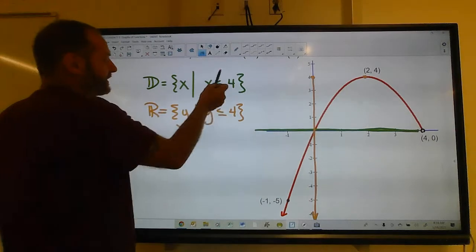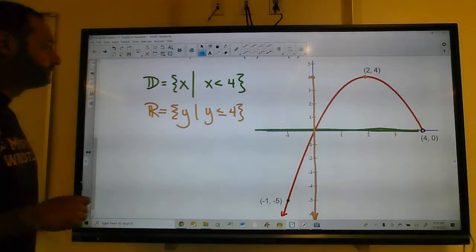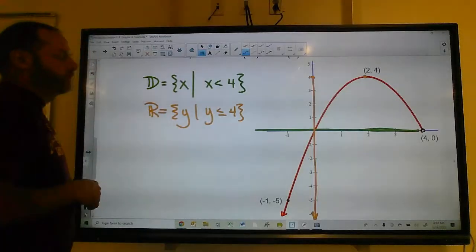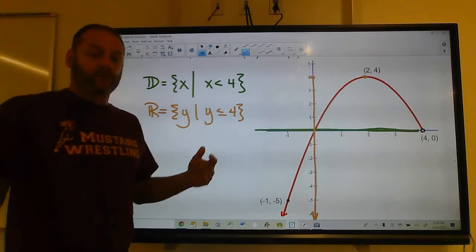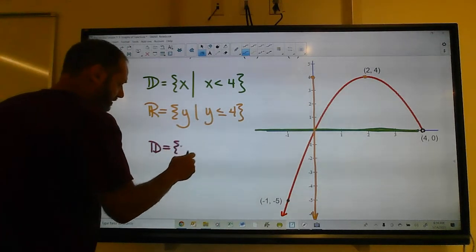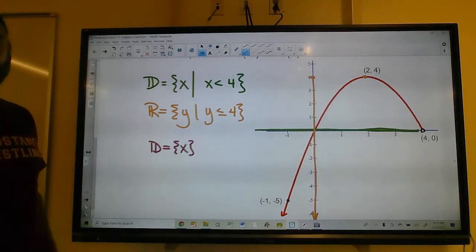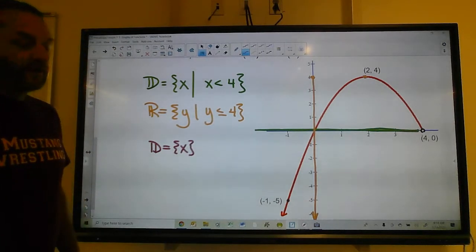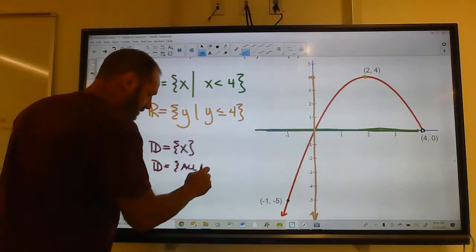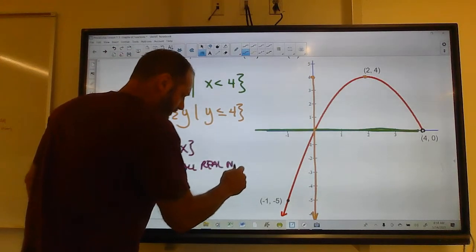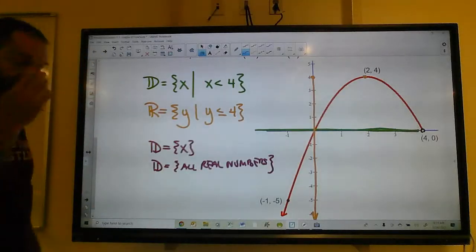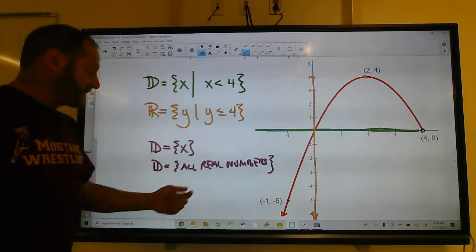Now this is a coincidence that these two came out to be the same thing. You can also write things like, if let's say the domain could be any number, you write that like this: the domain is the set of all numbers, x. That's it, you're done. You could write all real numbers, you could write this. But mathematicians tend to be lazy and they like to write things with the least amount of work. And so this is the same thing as that.